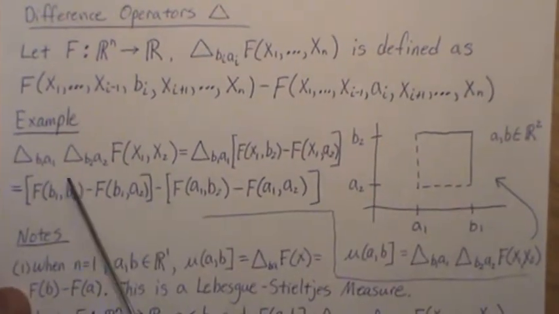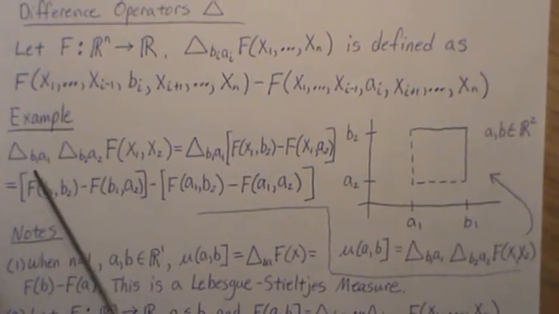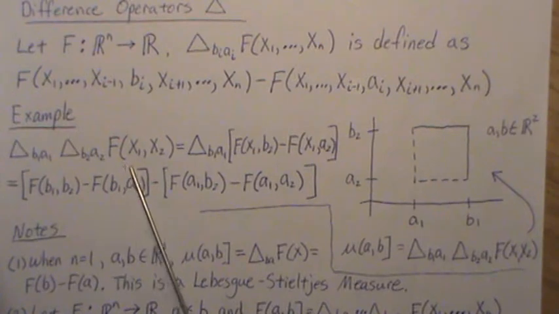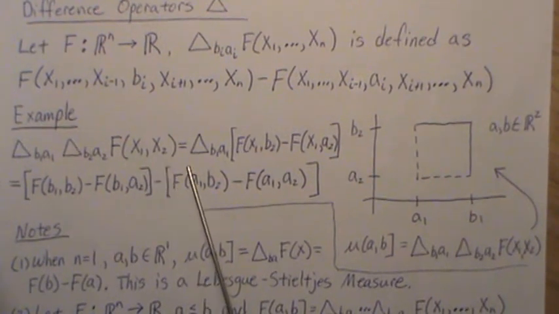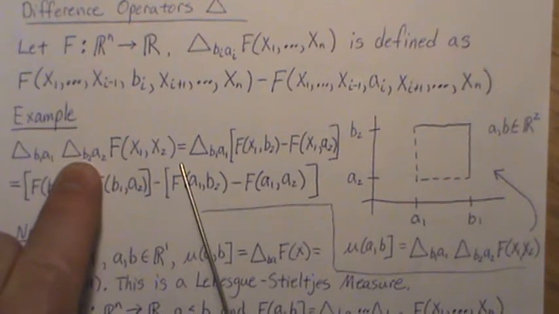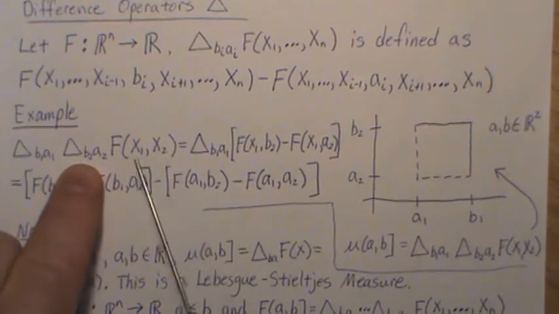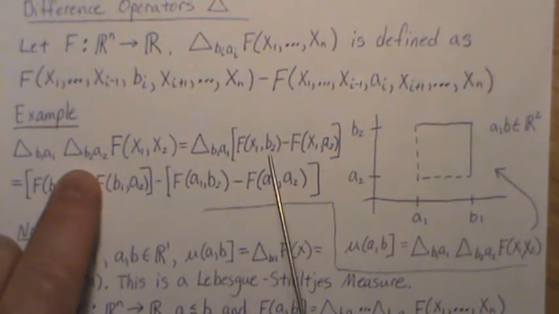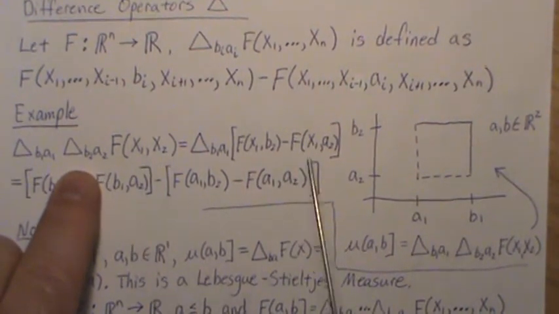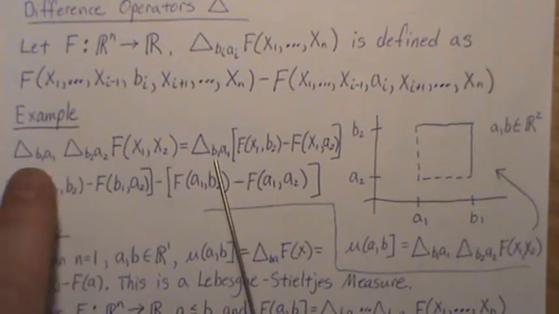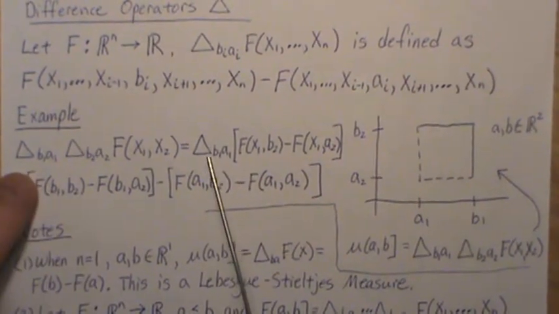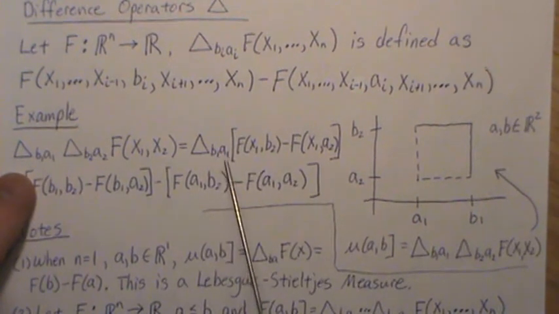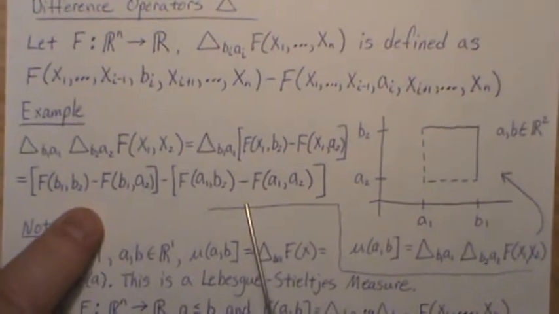Now here's an example. So if we have delta of b1, a1, delta of b2, a2 of this function F of x1, x2, you do the first difference operator first. So then you put in b2 here, right? And then you subtract, and then you put in a2. So we have this, but we still have this delta here. So then we put in b1 here, and then subtract off, and then we put in a1 here, and that's what we get here.